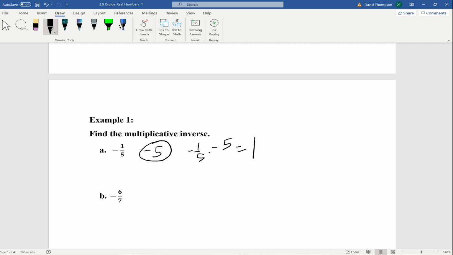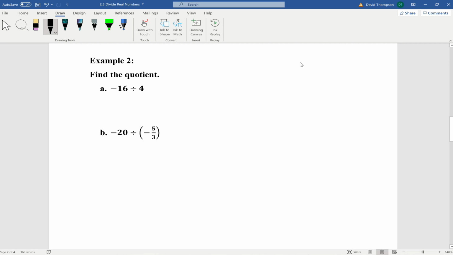Part B, we're given negative 6/7. So remember, all we do to find the multiplicative inverse is find the reciprocal. So that'd be negative 7/6, and negative 6/7 times negative 7/6 will give me 1. So my multiplicative inverse will be negative 7 over 6, and we are done.